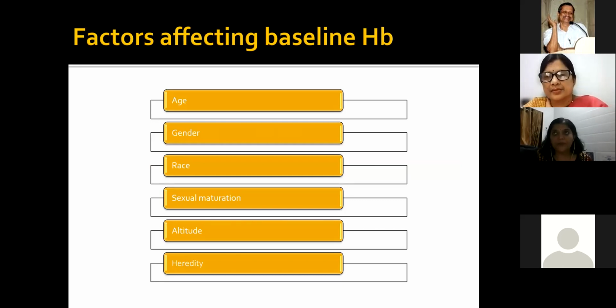There are a number of factors, which are age, gender, race, sexual maturation of the patient. So younger children might have different hemoglobins. Altitude at which you're staying: at a higher altitude, you tend to have a higher hemoglobin. And hereditary causes may also play a role.